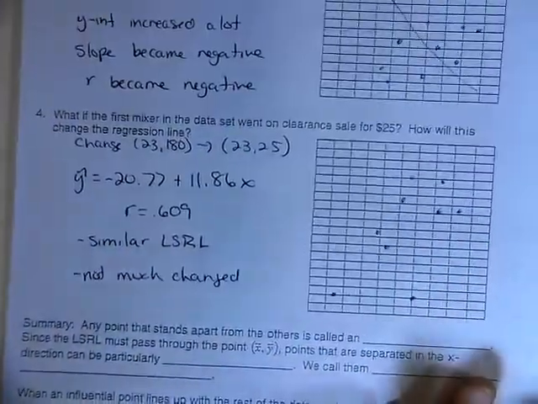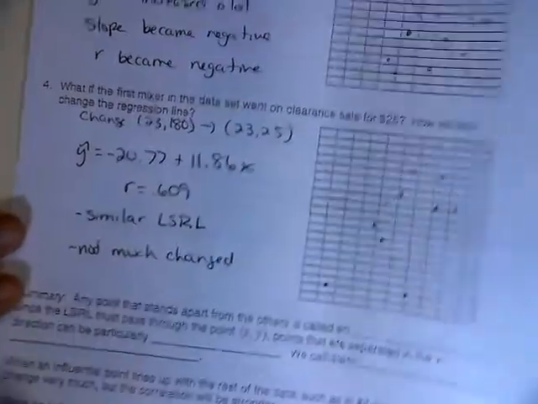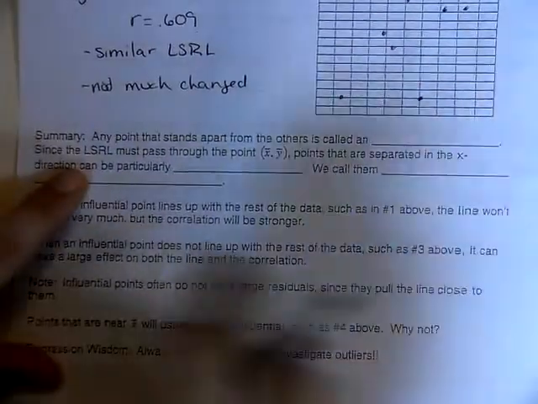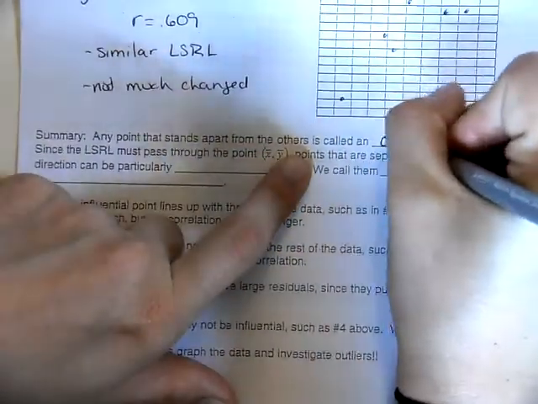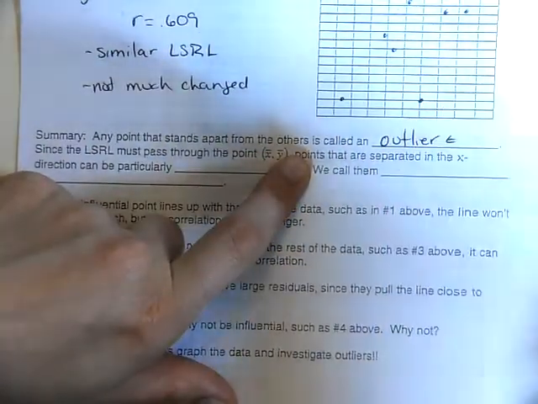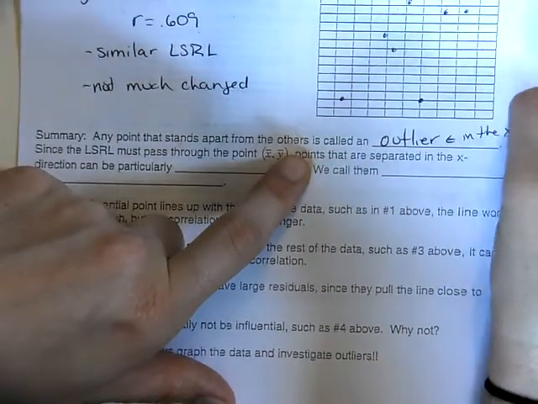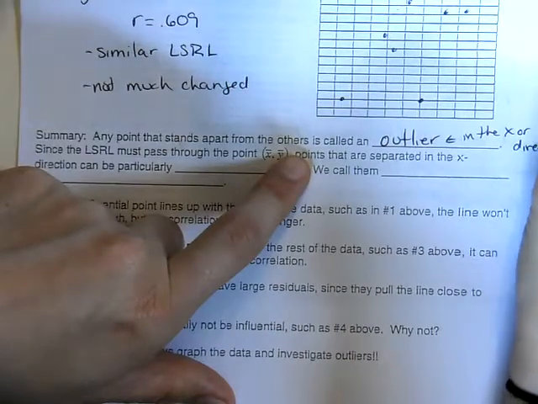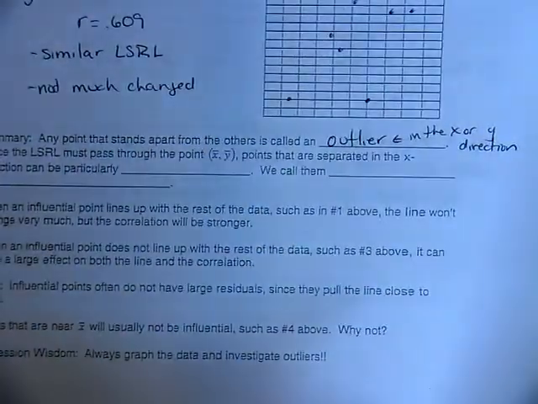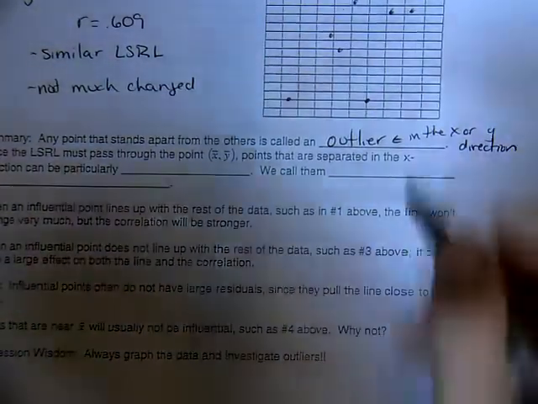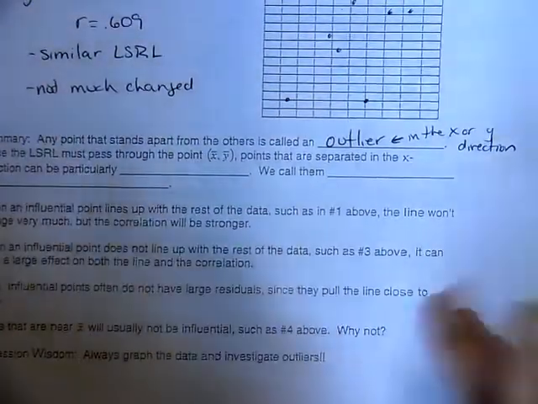Okay, so the focus is really to figure out how certain points can influence your least squares regression line. There are 2 big words you need to know. Any point that stands apart from the others is called an outlier. Because we have x and y, you can be an outlier in the x or y direction. Now, unlike chapters 3 and 4, there's no rule for outliers. You're just something different in the pattern. There isn't a rule you have to figure out.